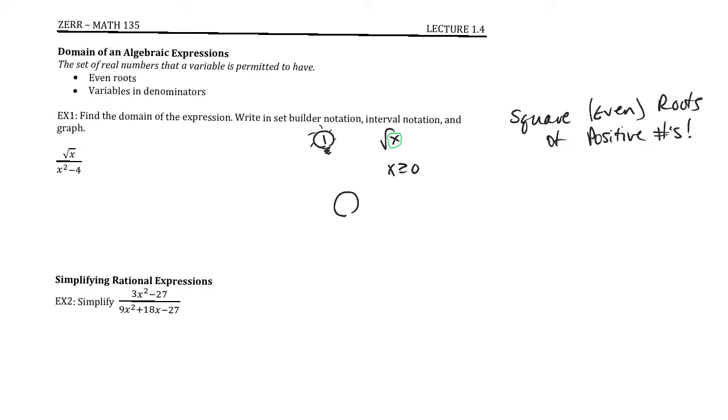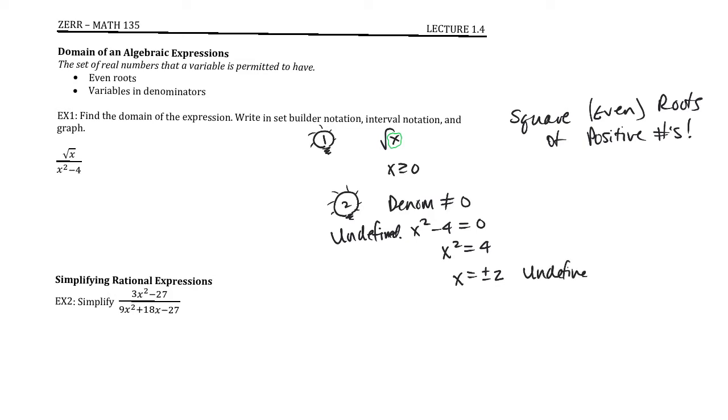Another one is that the denominator cannot equal 0. If we had x squared minus 4 equaling 0, that would be undefined. So when x squared equals 4, so when x equals positive or negative 2, this is undefined.